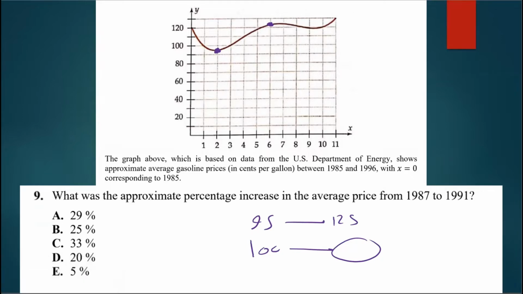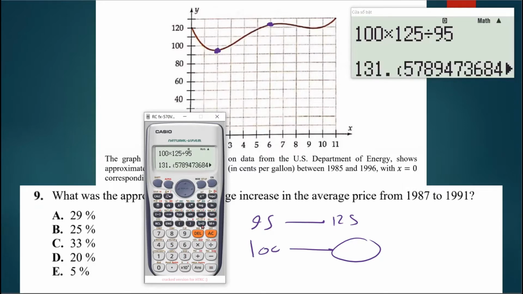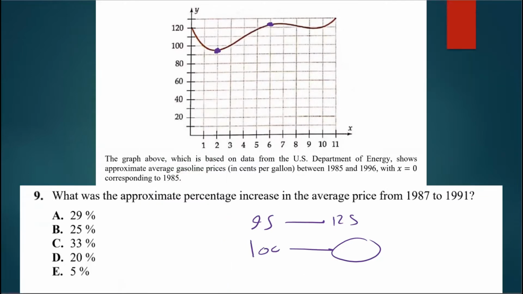No, I'm not sure. Let's calculate that. So it will be 100 times 125 divided by 95. So that is 131. So it's very close to 29 or 31% increase. So I will choose 29.